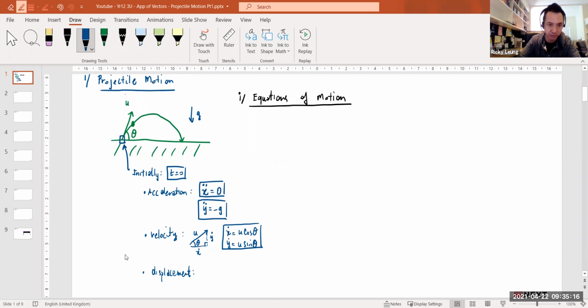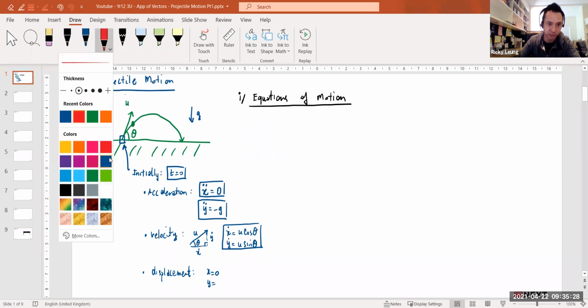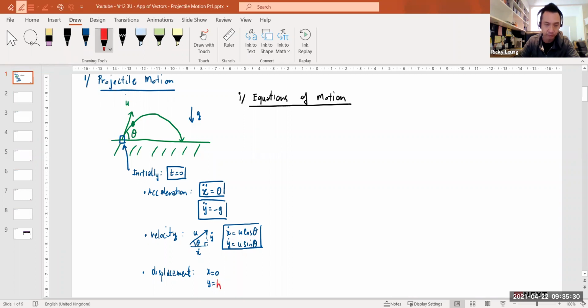So displacement initially, for this diagram, x is 0, right? And y is 0. But you know what? Y is 0 for this diagram only because it's on the ground. For our purpose, I'm just going to use a different color. I'm going to put h, right? Because it's not always that we start projectile motion on the ground.